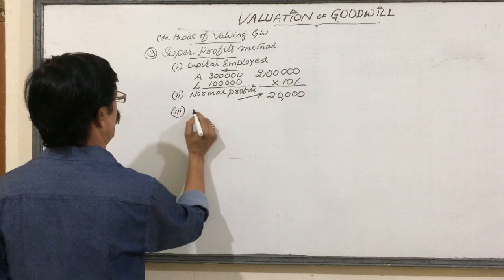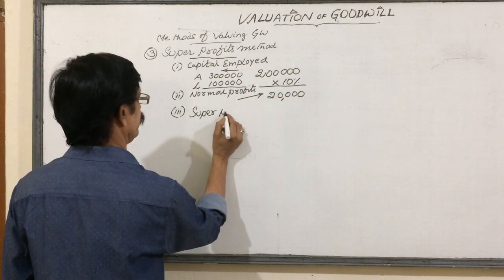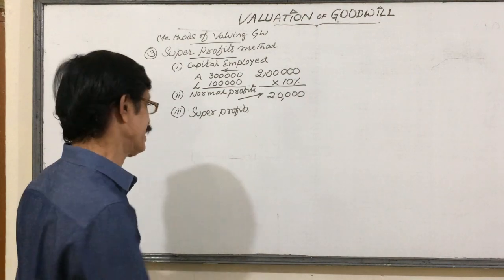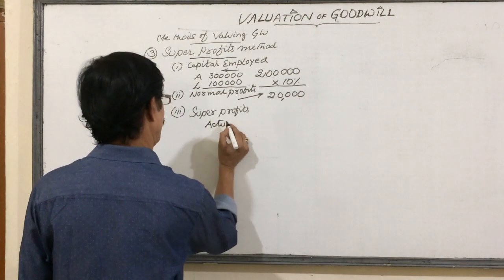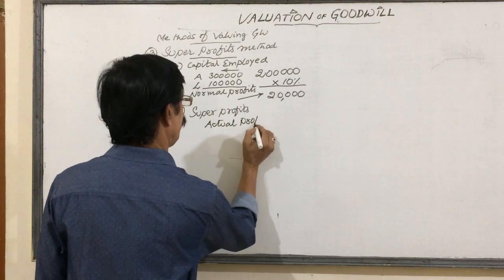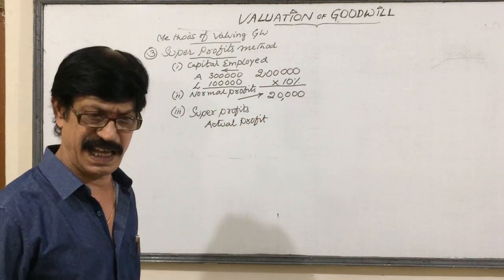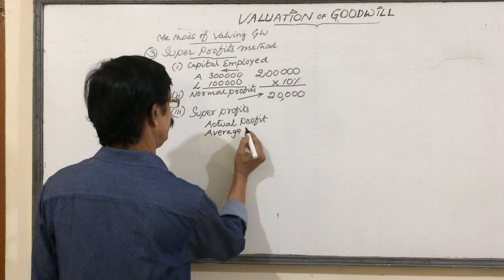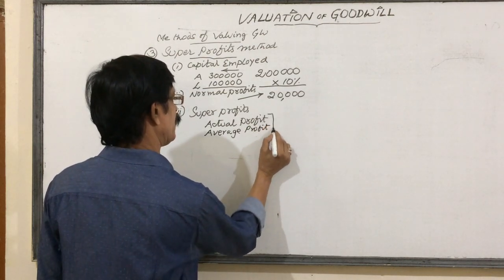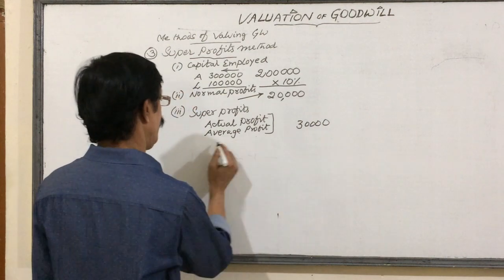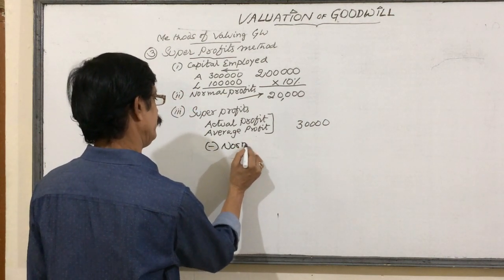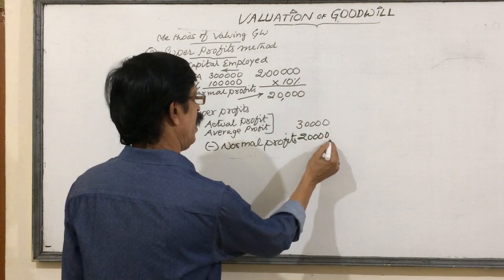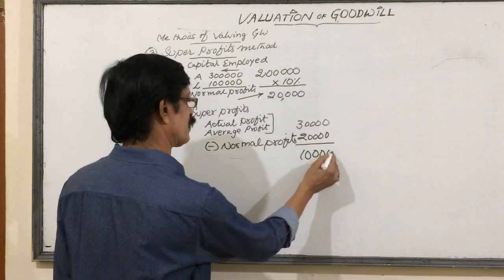Now, super profits. Super profits means the actual profit in the last year or average profits of the last years, whatever is available, we will take. Suppose 30,000 minus normal profits 20,000. How much excess we are earning? That is called super profits.